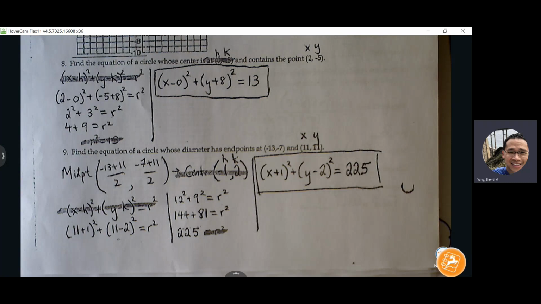So once you get the center, then you do the same thing as that. Exactly. Once you get that midpoint, find the center, then it's exactly number 8, except you get a choice of which x, y to use. But in number 8, you're stuck with whatever x, y is given to you.